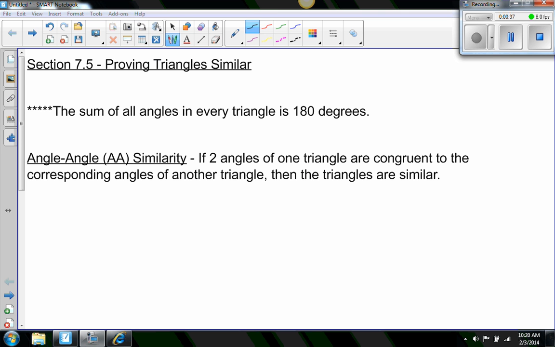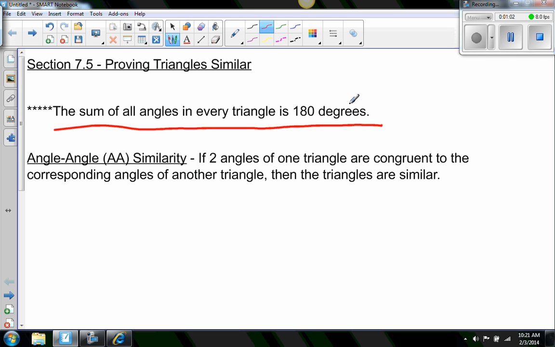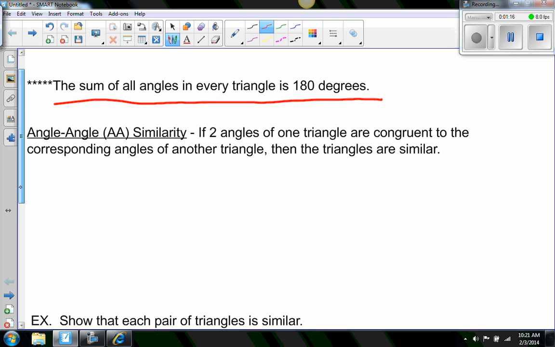So the angle similarity rule that we're going to use is if two angles of one triangle are congruent to the corresponding angles of another triangle, then the triangles are similar. So really what they're saying is all three angles are going to be the same, right? Because if two angles are the same, the third one also has to be the same, because the sum of all angles in every triangle, it doesn't matter what kind of triangle it is, the sum of all three angles has to add up to 180 degrees. So therefore, if two of them are the same as two on the other figure, the third one has to also be similar. It wouldn't make sense if it wasn't.